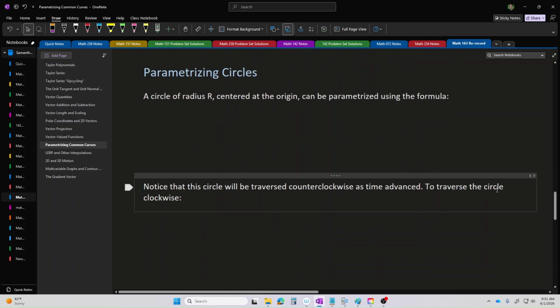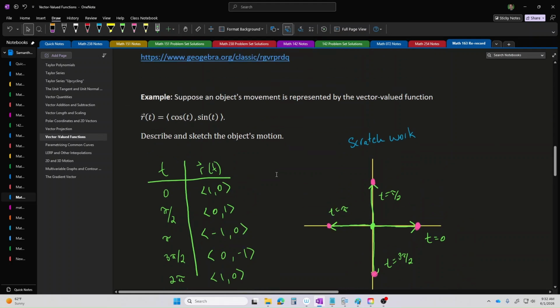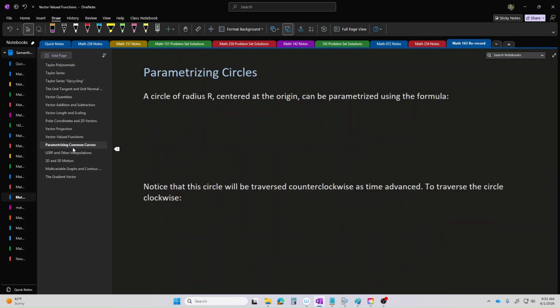Having talked about parameterizing lines, let's now talk about parameterizing circles. And we can take some inspiration from the parameterized circles that we encountered in our vector valued functions lesson, as well as from the associated problem set. If we want an object to move in a circle, we can accomplish that by using the functions cosine and sine for the x component and for the y component. And if in particular we want the radius of the circle to be r, we can accomplish that by scaling those functions by r times cosine of t, r times sine of t.